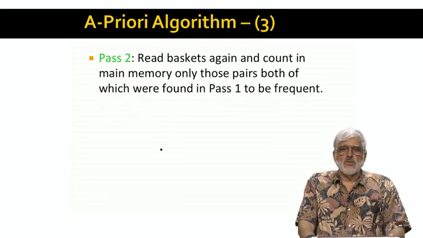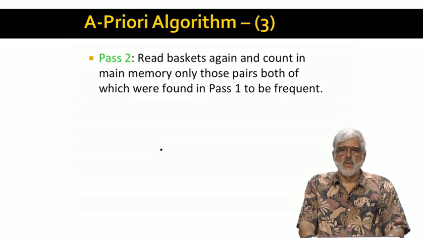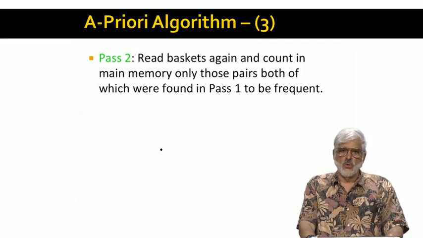Now let's look at pass 2, where we read all the baskets from disk again. And as in the naive algorithm, we're going to try to count pairs in main memory. But now we use monotonicity, so we only have to count those pairs of items, both of which are among the frequent items. So for example, if only half the items are frequent, we need to count only a quarter of all pairs.